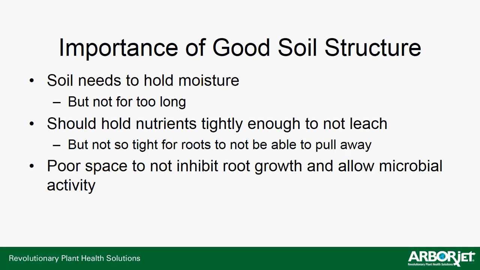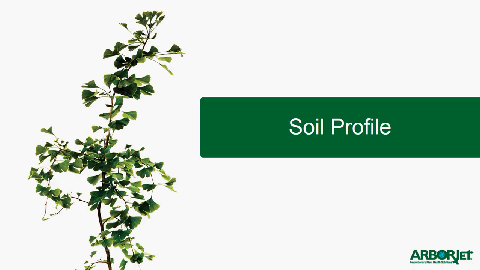And then pore space to not inhibit root growth and allow microbial activity. Pore space is macropore, so I actually spelled that wrong, sorry. So again, you're looking for macropore space, which over time goes away through compaction and just typical traffic, whether it's walking or machines or playing or rain. Any kind of force that pushes down on the soil is going to reduce your pore space, your macropore space. So that's where aerification and flocculating your soils comes into play.